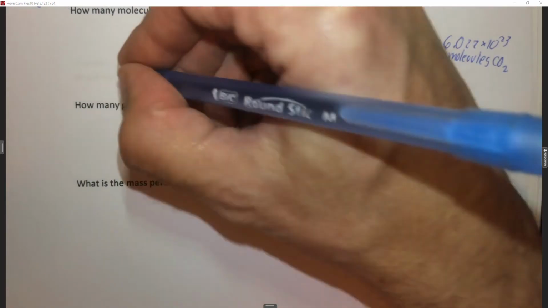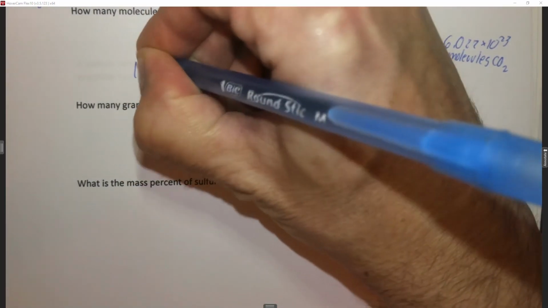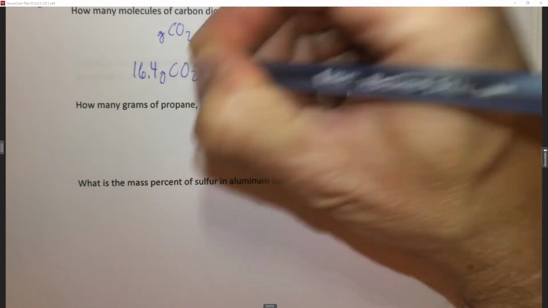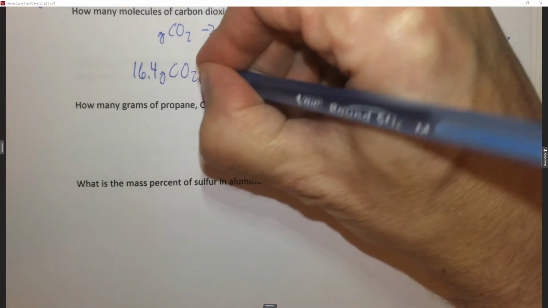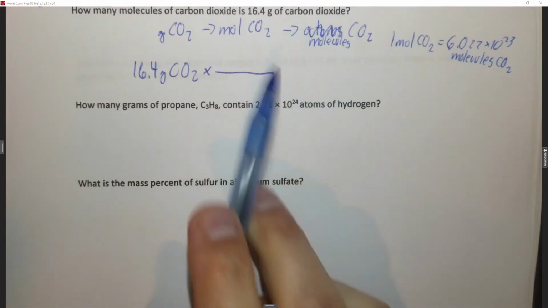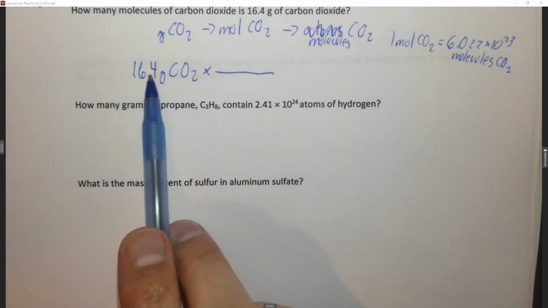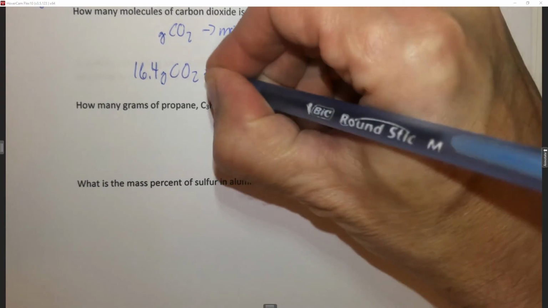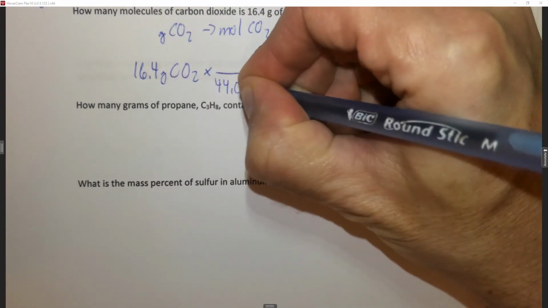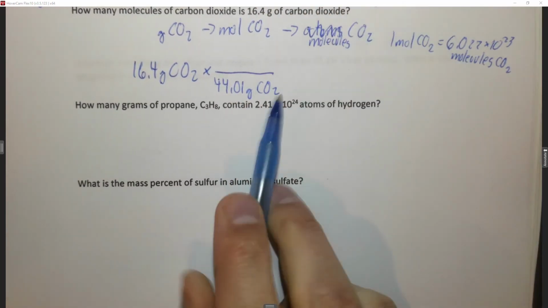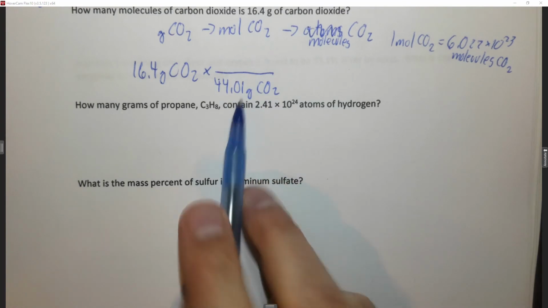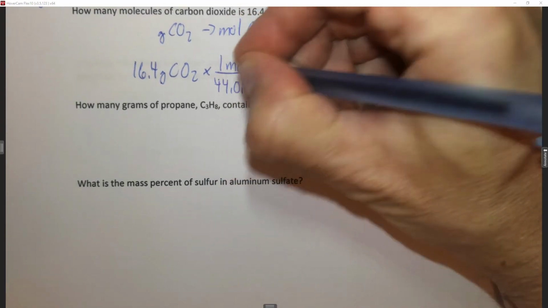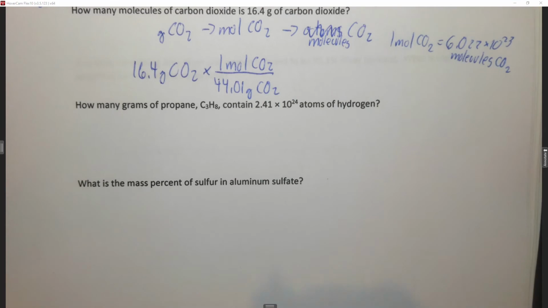So starting with 16.4 grams of CO2, now we need to find the number of moles. Well, because we have grams, we want to put the grams, the molar mass, on the bottom. So we put the 44.01 grams of CO2, which again is carbon plus 2 oxygens from the periodic table, and the 1 mole of CO2 on the top.